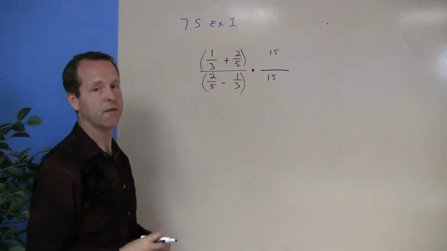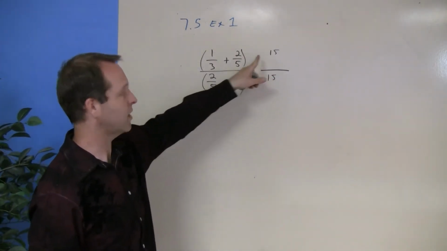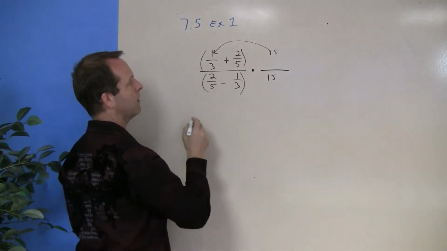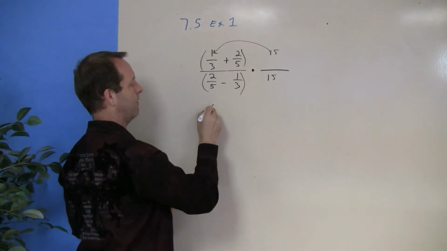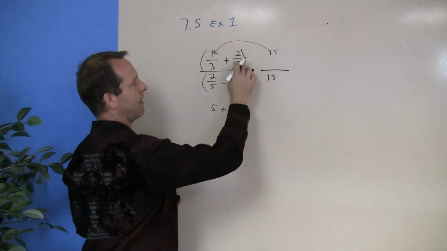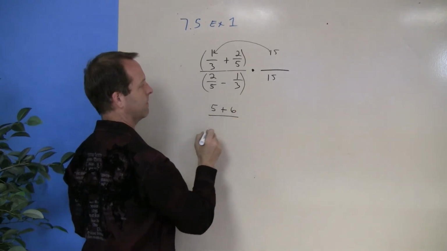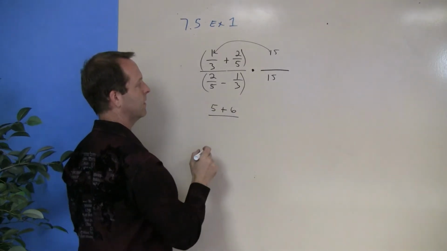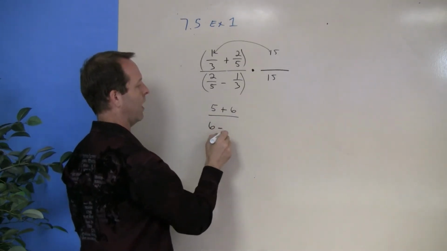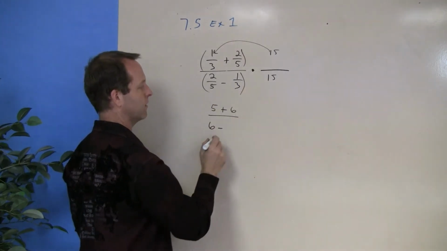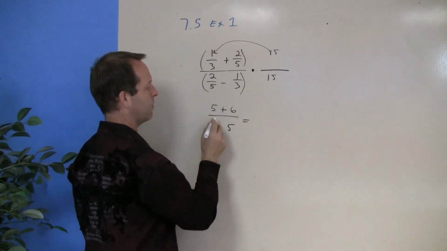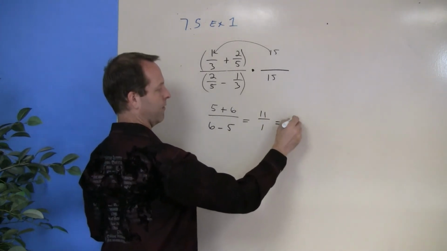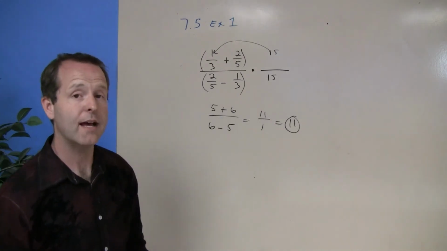I'm going to put parentheses around those, because this 15 over 15, this 15 is going to be multiplied all the way in. So let's take 15, multiply it by 1/3. I get 15 over 3, which is 5. Plus 15 times 2/5 is 6. In the denominator, 15 times 2/5 is 6. Take away 15 times 1/3, which is 5. And I'm left with 5 plus 6, all over 6 minus 5, which is 1, or just 11. So my final answer is 11.